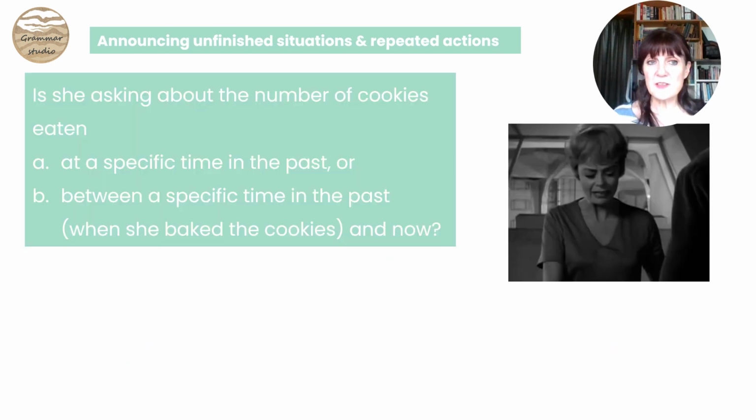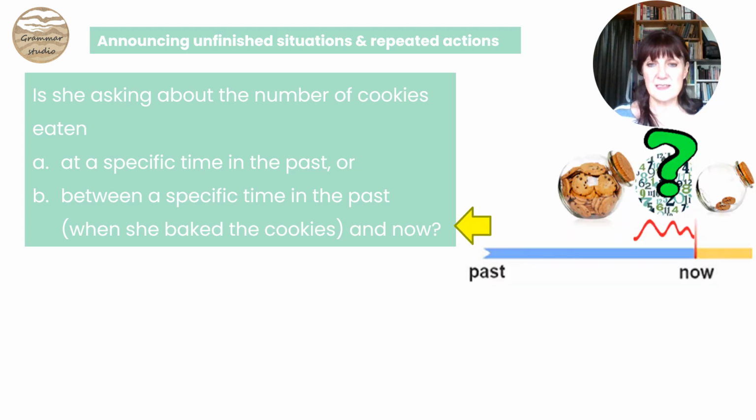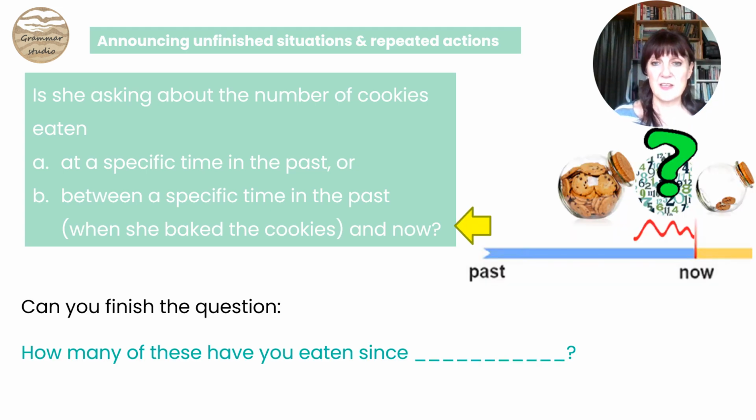Is she talking about the number of cookies eaten at a specific time in the past or between a specific time in the past when she baked the cookies and now? Yes, it's B. It's over a period of time. Can you finish the question? How many of these have you eaten since I baked them? And here, can you notice how I say baked? I don't say baked because I'm saying it quickly. I say baked them, baked them. It's hard to hear these sounds sometimes.